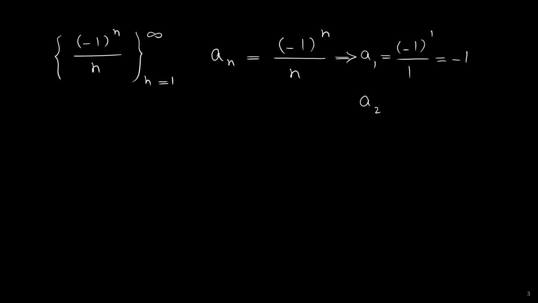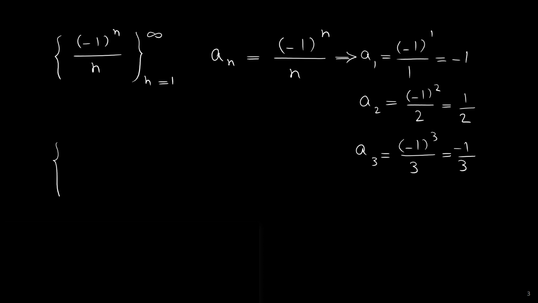The second element of this sequence is negative 1 to the power of 2 over 2, which is 1 over 2. The third element is negative 1 to the power of 3 over 3, which is negative 1 over 3. If we list the terms of this sequence, we have negative 1, 1/2, negative 1/3, and in general the nth term is negative 1 to the n over n, and so on.